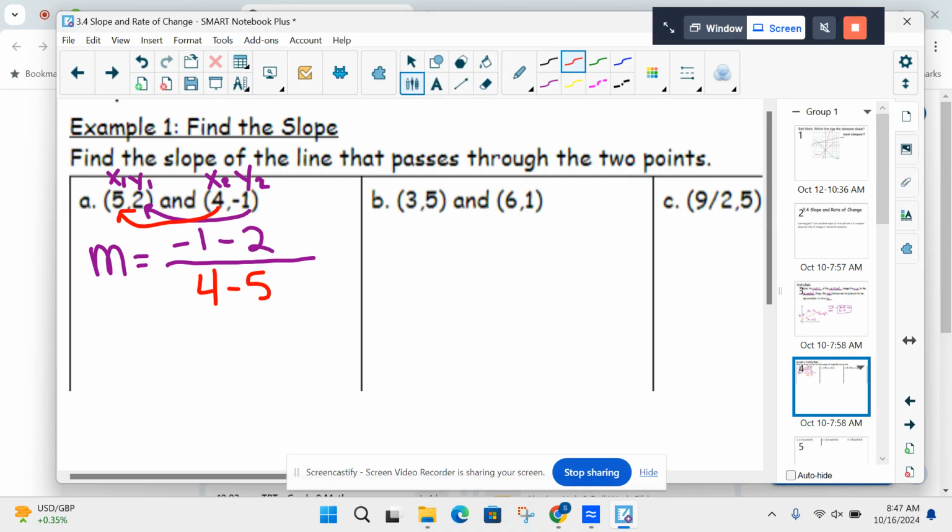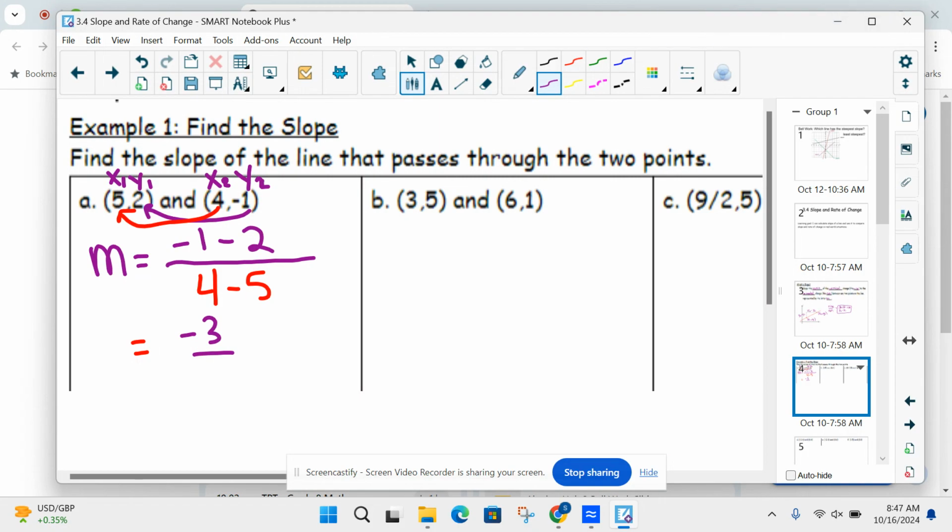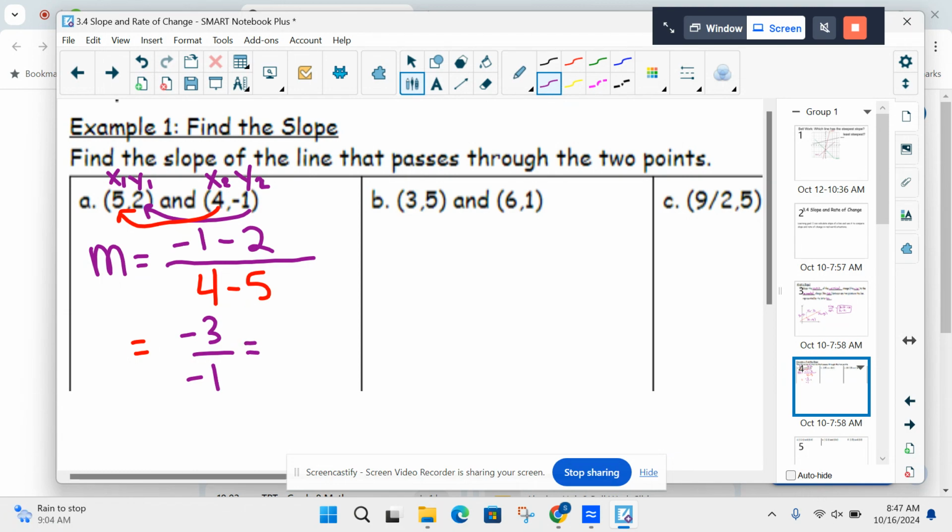And then you would simplify it. So negative 1 minus 2 is negative 3. And then 4 minus 5 is negative 1. If you have two negatives, you should always cancel them out. So that would just be positive 3. So the slope between those 2 points is 3.